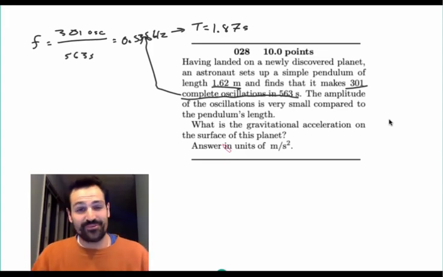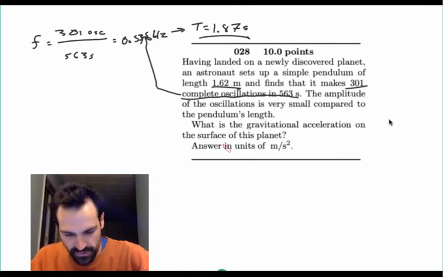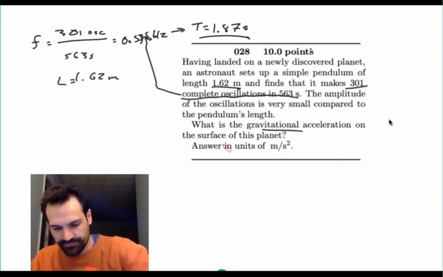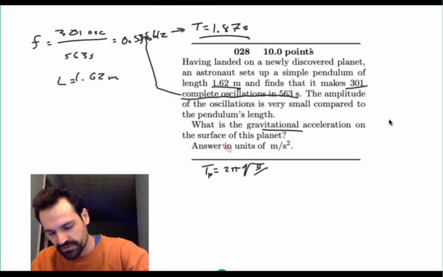So now that we're back to ignoring it, we have the period, we have the length, and now we need to find g. Well, you have one equation for pendulums. T equals 2 pi times the square root of length over gravity.